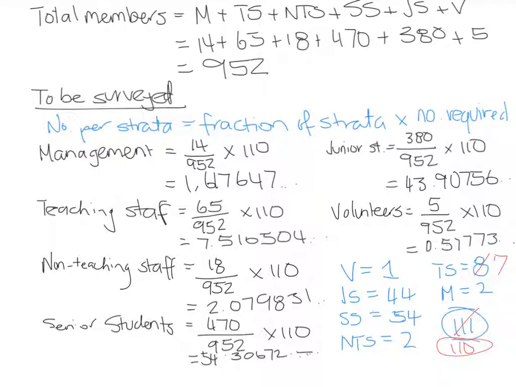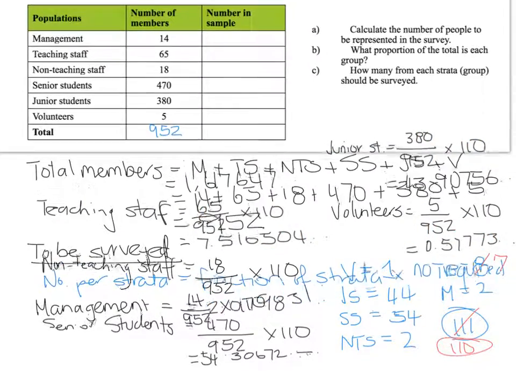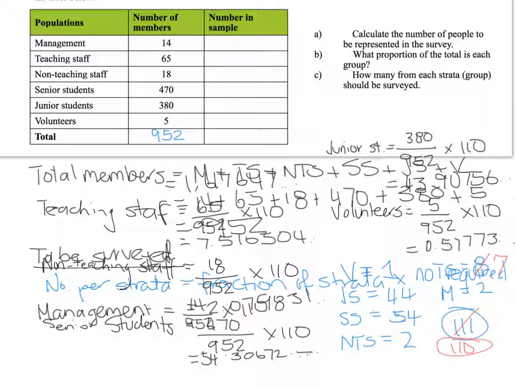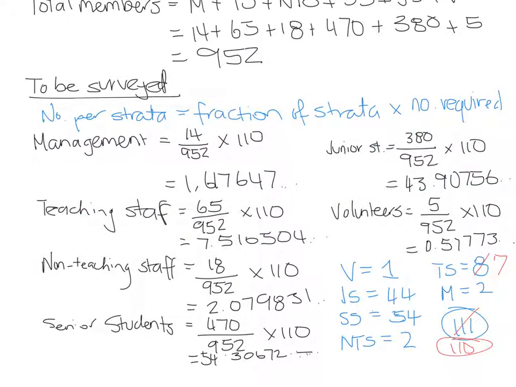And then that way we know exactly how much. So I might just do a quick pull down so you can see what proportion of the total is each group. So that was our fraction that we worked out for each one. That was 14 out of 952 for management, 65 out of 952 for teaching staff, 18 of 952 for non-teaching staff, and so forth.